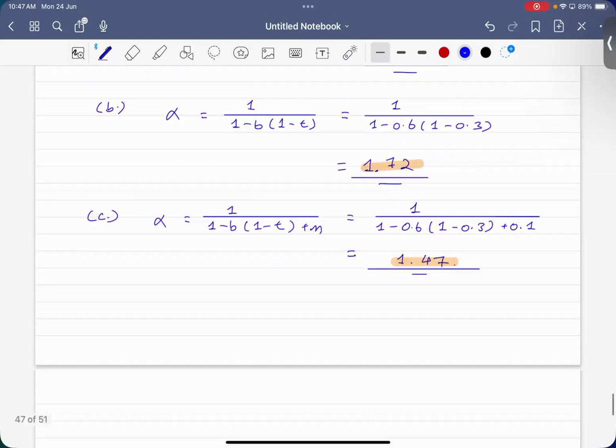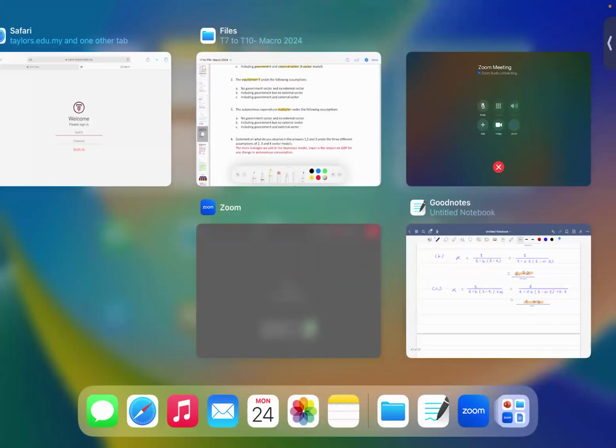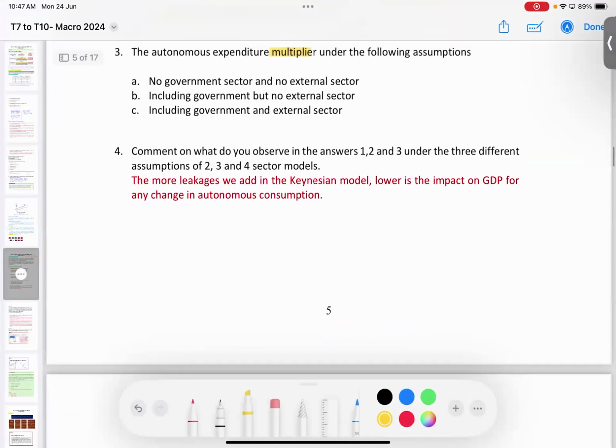Okay, now let's move on to here. Question 4, as what I commented just now. What is the difference? What can you observe? So we can see that the more leakage that we have in the Keynesian model, the lower the impact on the GDP. Because as you can see from the multiplier itself, it becomes smaller and smaller. So the impacts of the multiplier effects will become smaller when there is more leakage in the economy.